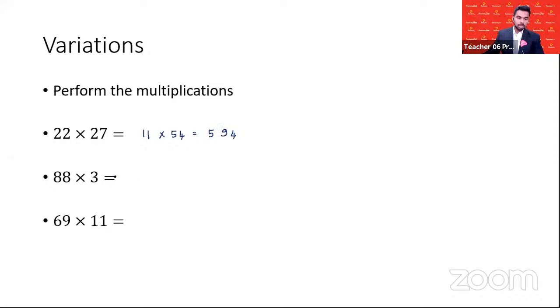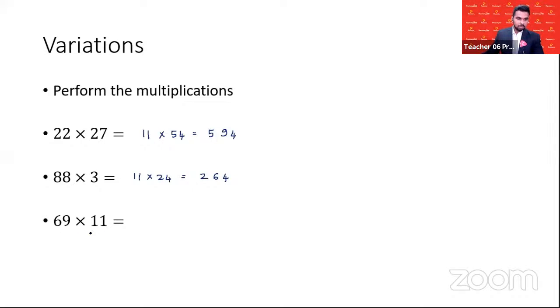What about 88 times 3? This is 11 times 8 times 3, which is 24. Again, you don't have any issue. 2, 4, and you put the middle number, which is going to be 6.